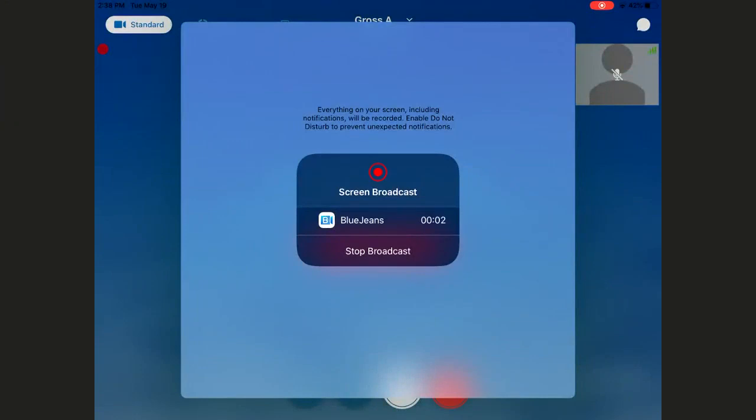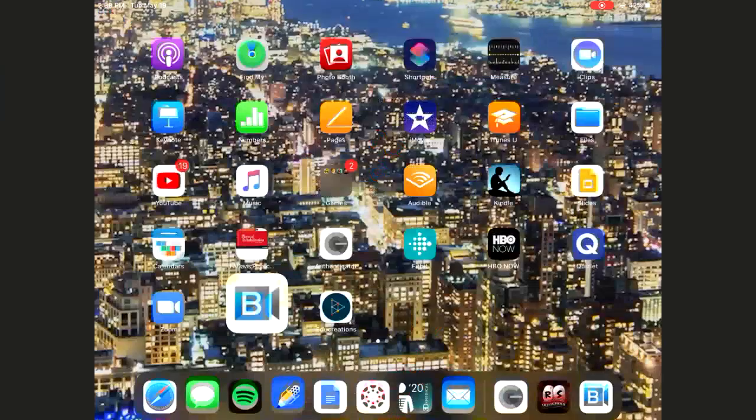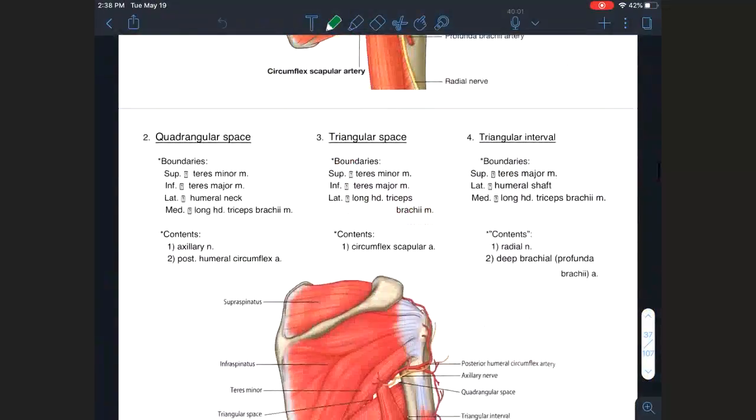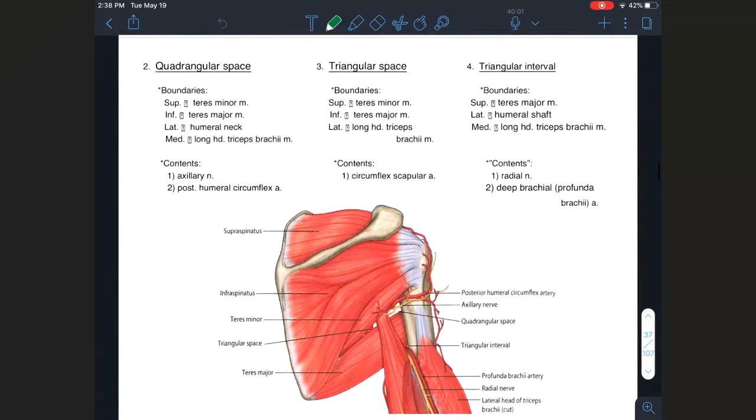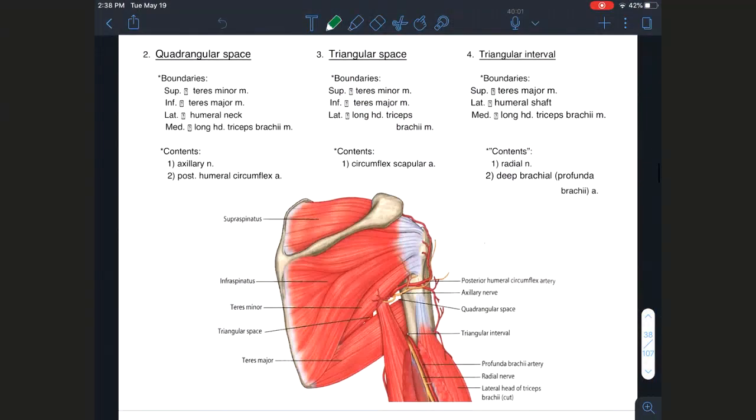Okay, and then the base is what's considered the true armpit. This is going to have subcutaneous fat, and then axillary fascia, and this is also where we're going to have hairy skin.